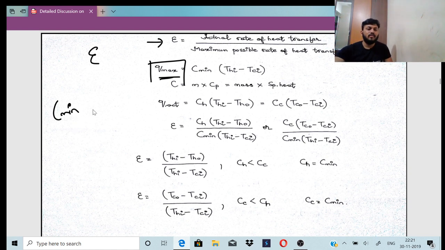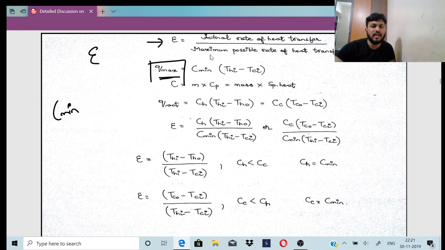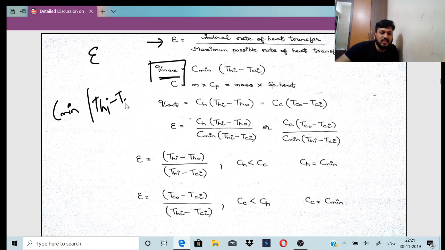C maximum will give us the actual rate. Okay, so basically C minimum into THI minus TCI will be the maximum possible rate.